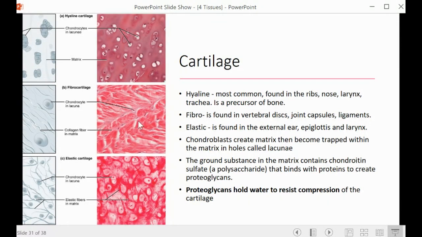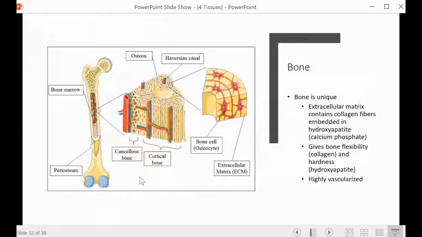Okay. So the ground substance here, which is going to be sort of that reddish color, it just stained sort of that reddish color. It has chondroitin sulfate, which is going to bind to the proteins, and that creates proteoglycans. Remember, proteoglycans hold the water, helps to resist compression of our cartilage.